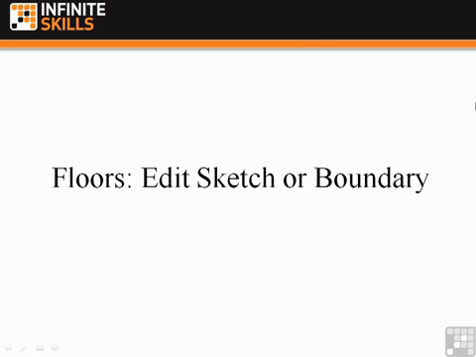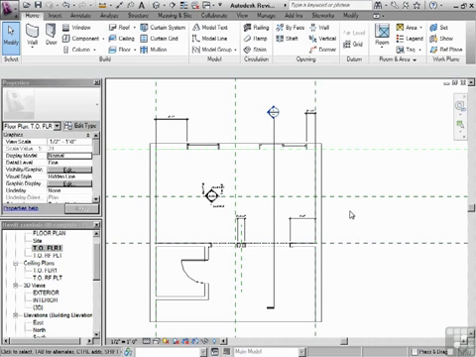Floors, edit, sketch, or boundary. So we've drawn a floor in, we used the sketch mode, we reviewed a couple of the key rules of sketch mode. But what if we want to edit the sketch? We drew it, we checked the green checkbox, and oh wait, I want to change something about this sketch. How do you do that?